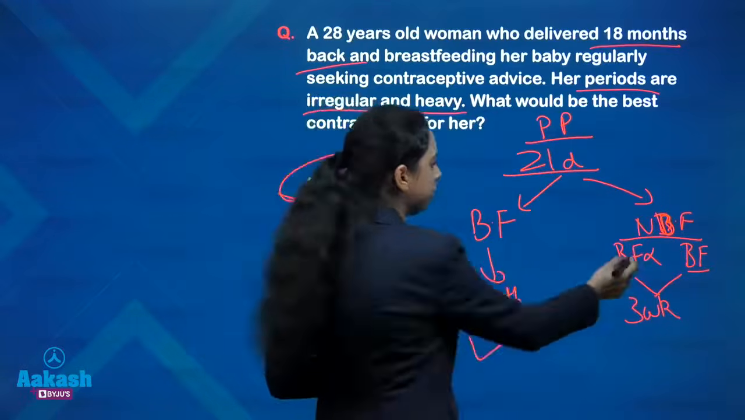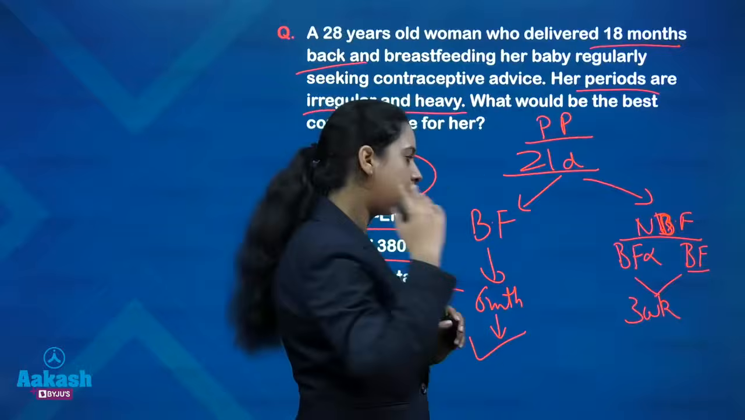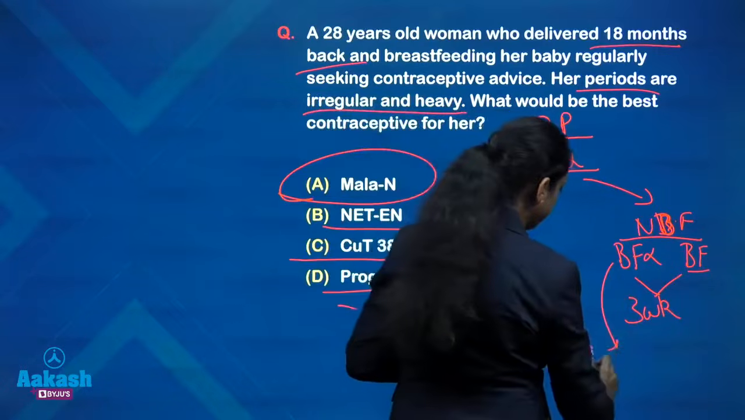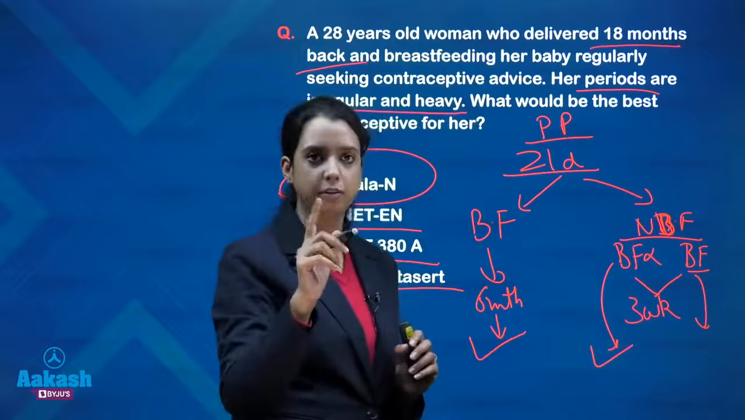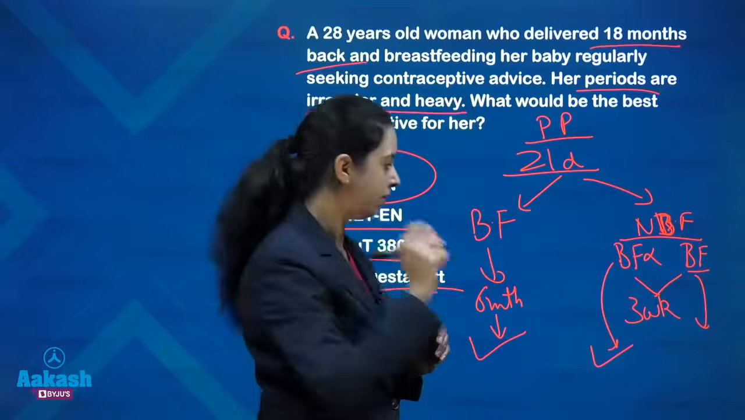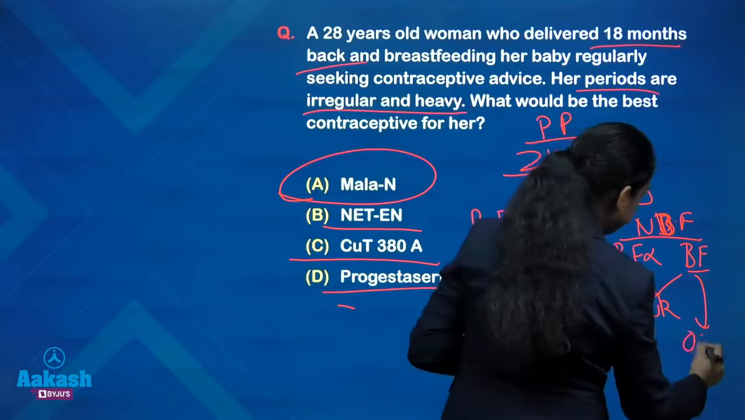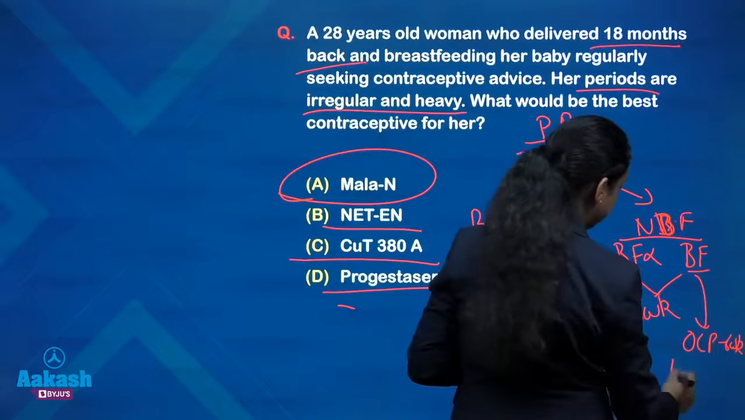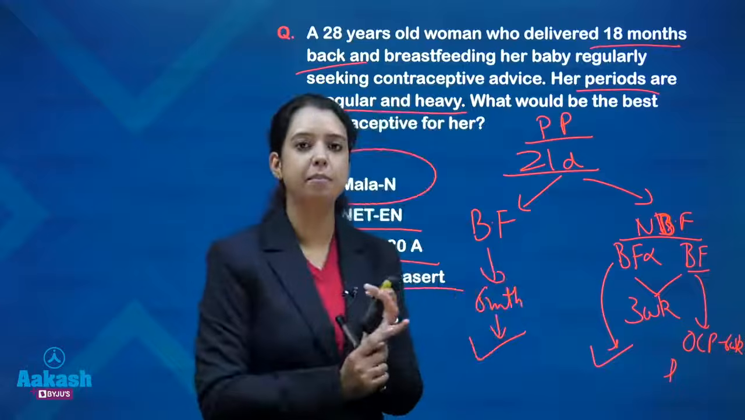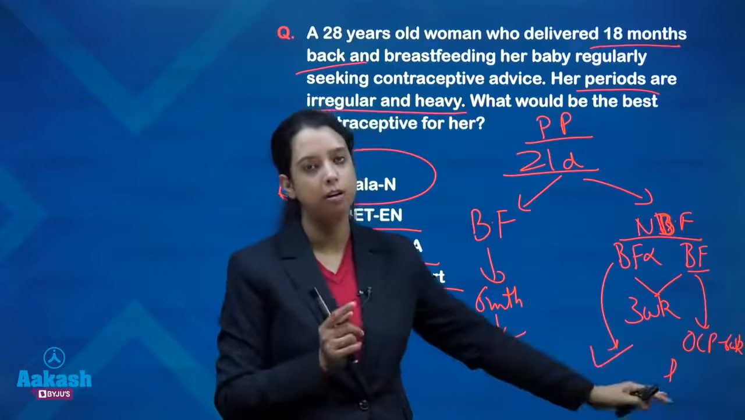If a patient is not breastfeeding, you don't have to think much. You can give her any method, any method. But if a patient is breastfeeding, you will not give her one thing which will affect her breast milk, that is OCPs. You cannot give her OCPs till 6 weeks. Everything else, progesterone implant, DMPA, copper IUD, everything else you can give her.